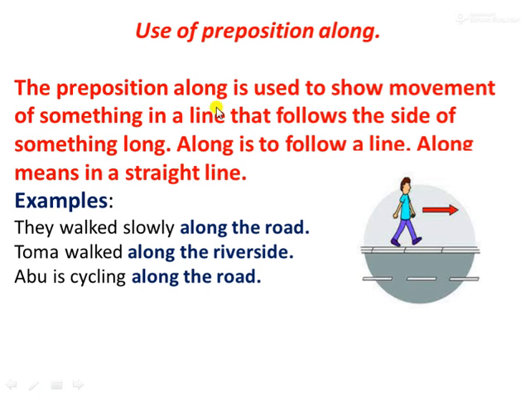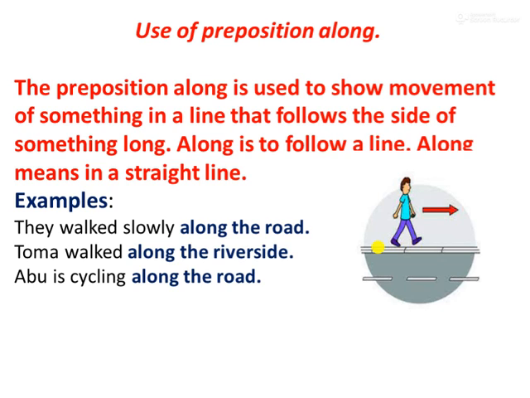Next we come to the use of the preposition along. The preposition along is used to show movement of something in a line that follows the side of something long. So with along, you see that there is a line. Along is to follow a line. Along means in a straight line, and the line is straight. So going through the image, you can understand it clearly that along means in a straight line.